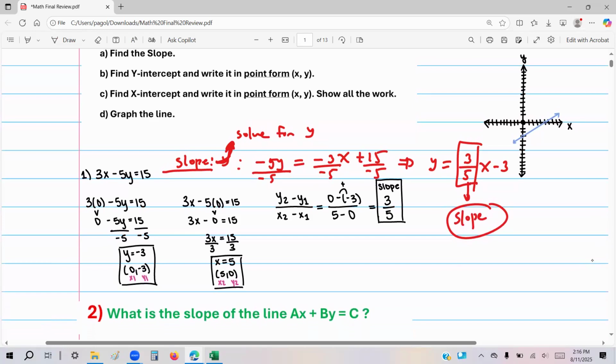For graphing, plot the y-intercept on the y-axis, plot the x-intercept on the x-axis, and then just connect them with a straight line. Here our slope is positive, so our line is an increasing line. If the slope is negative, it will be a decreasing line.